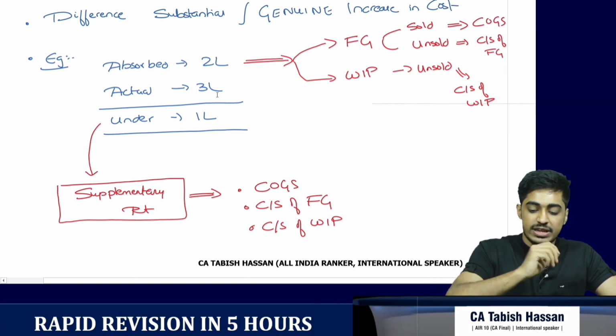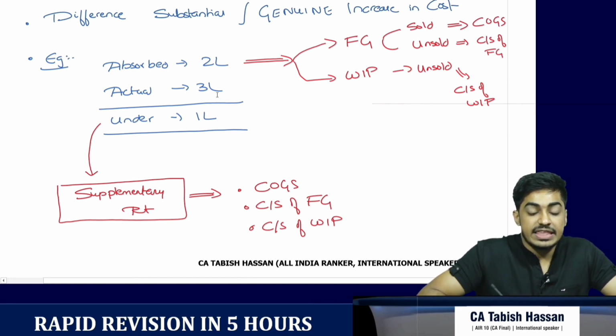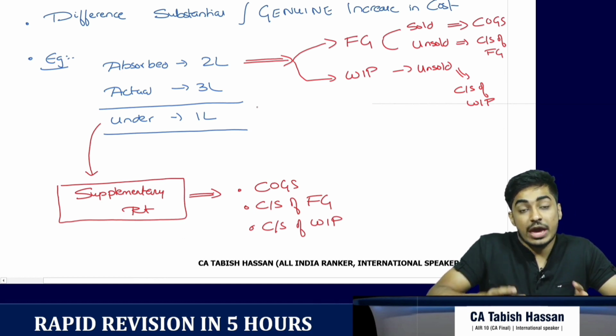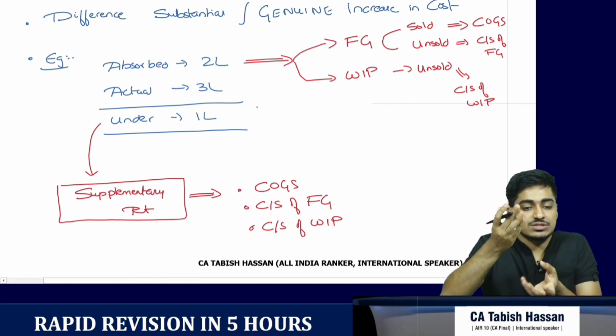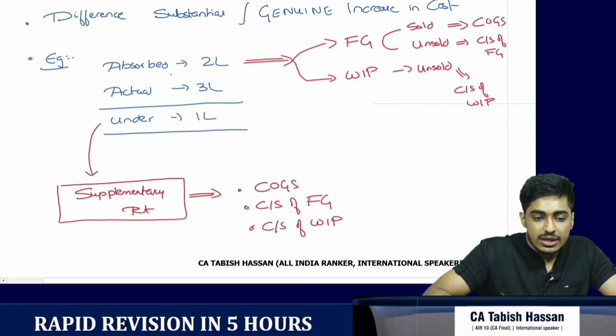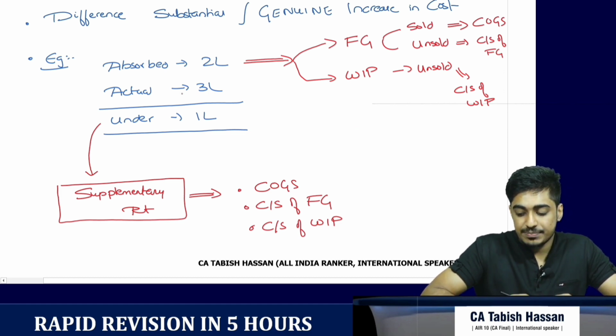Okay. For example, the absorbed overhead is 2 lakh. The actual overhead is 3 lakh. So actual overhead is more. We have absorbed less. So it is under absorption of 1 lakh. Clear? Okay.